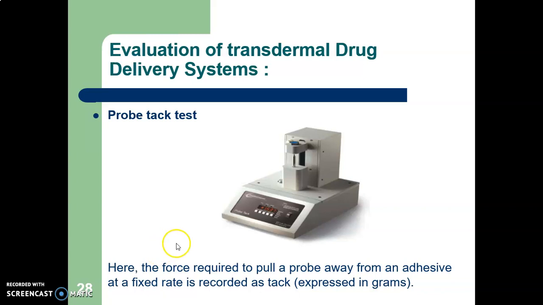Next we see the probe tack test. The equipment shown in the figure is used to measure the adhesiveness of the film. Here you can see the place where the transdermal patch is placed, and this is the probe. This probe will come and adhere to the surface, and the force required to pull the probe away from the adhesive at a fixed rate is recorded as the tack property, and it is expressed in grams.